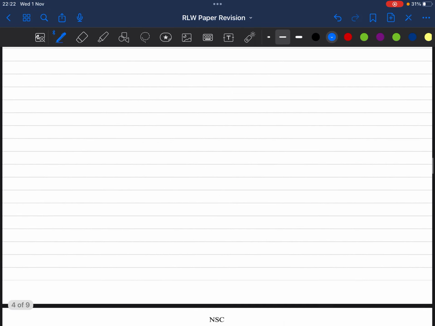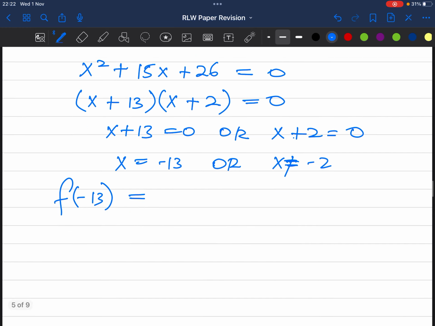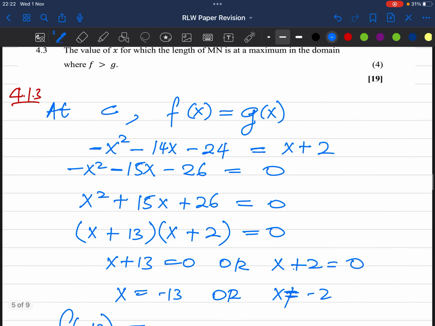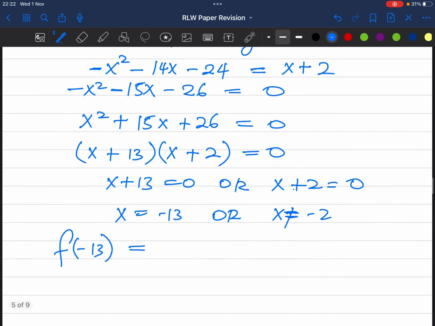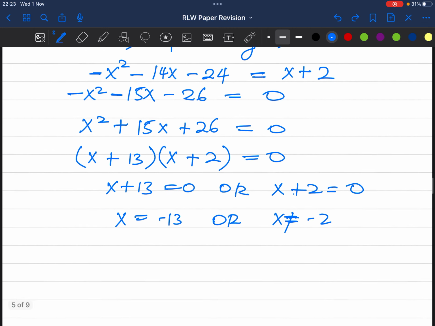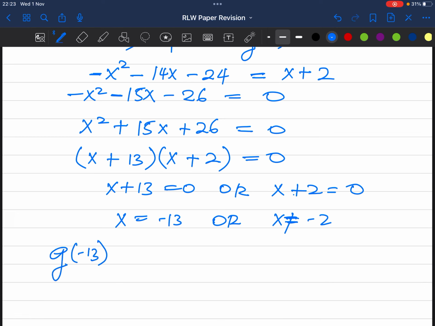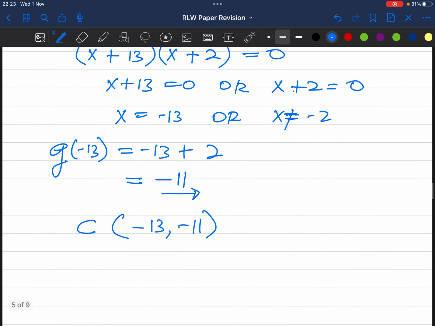So now, to find the corresponding y value, you can just substitute this. We won't take this one. Sorry, I think I'm going to use g of x, it's easier that way. So g of negative 13 is negative 13 plus 2, that's 2 minus 13, which is minus 11. So now my coordinate of C is negative 13, negative 11.